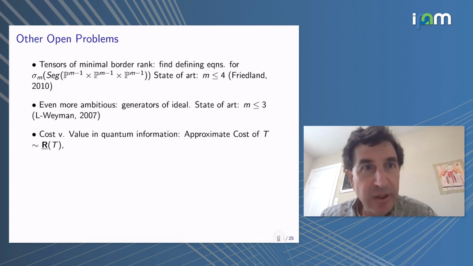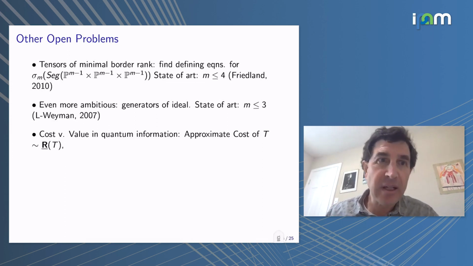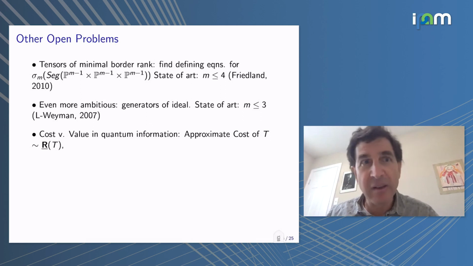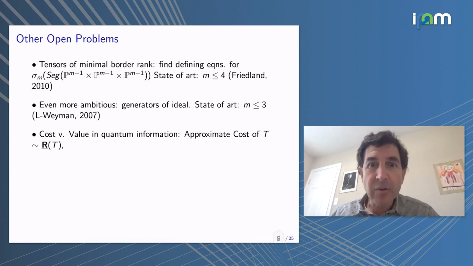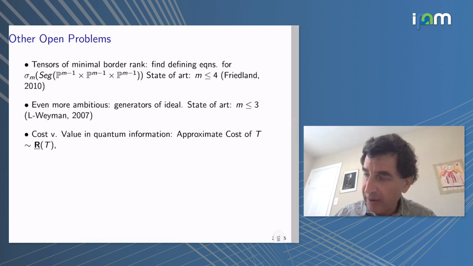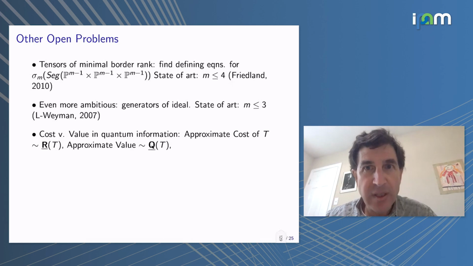In quantum information theory, you have cost and value. You want to know how good is your tensor or how entangled is your tensor. The more entangled it is, the more valuable it is to you. And so the approximate cost of your tensor is given by the border rank. And the approximate value is given by the border subrank.